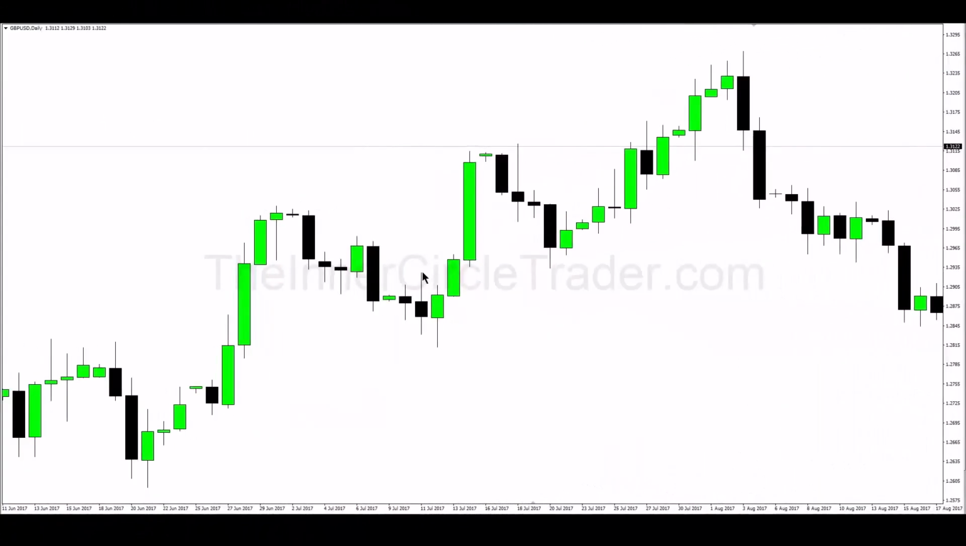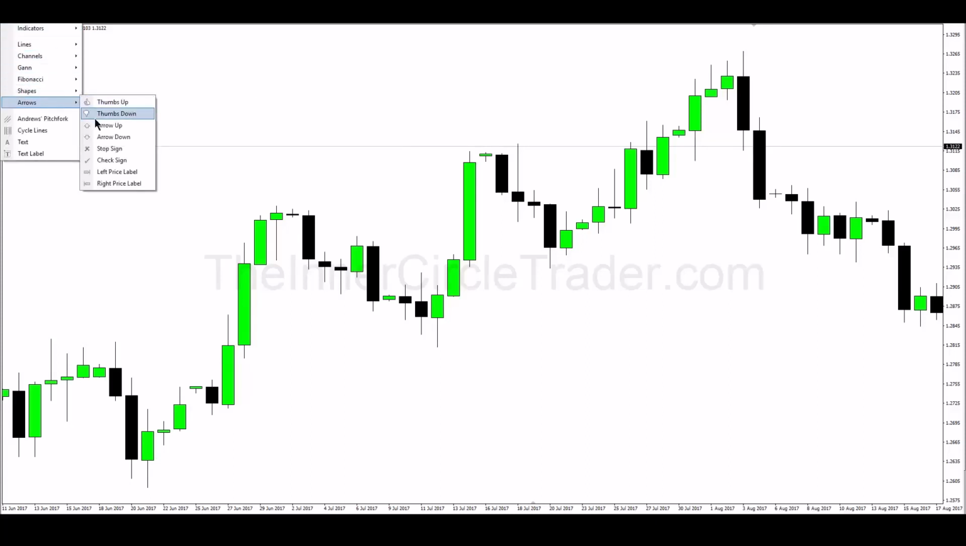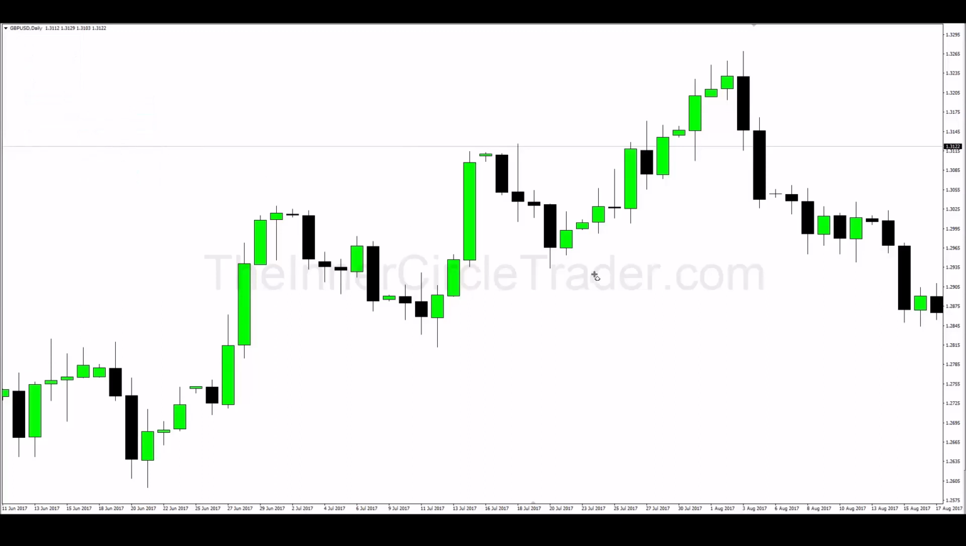Okay, we're looking at the cable. This is the daily chart. I scrolled through and just found a random place. It doesn't make a difference where we start. But I want you to take a look at the price action here. And we're going to look at this swing low right here.